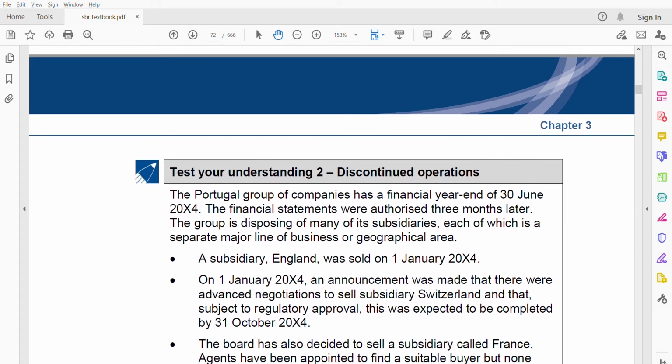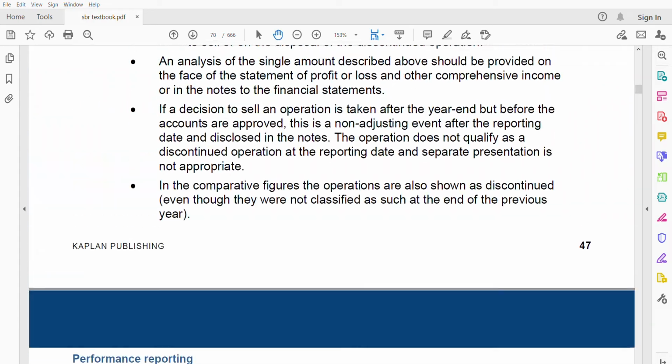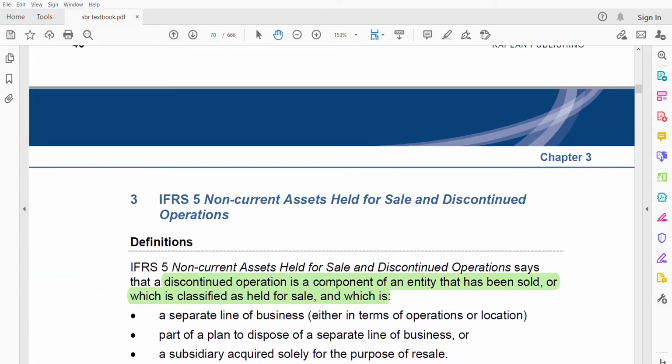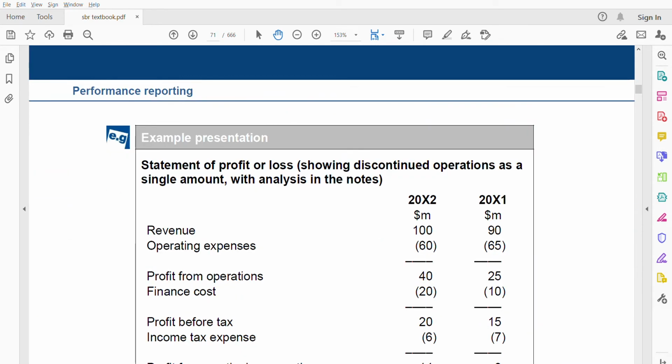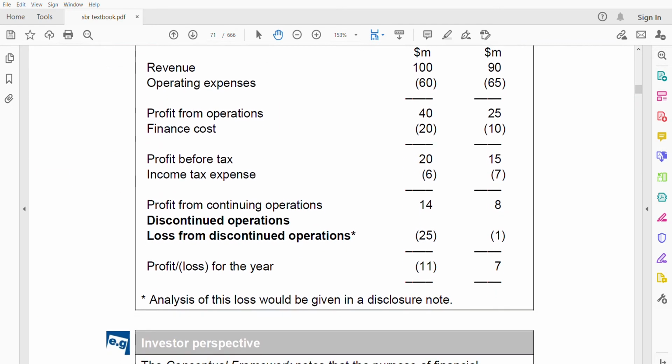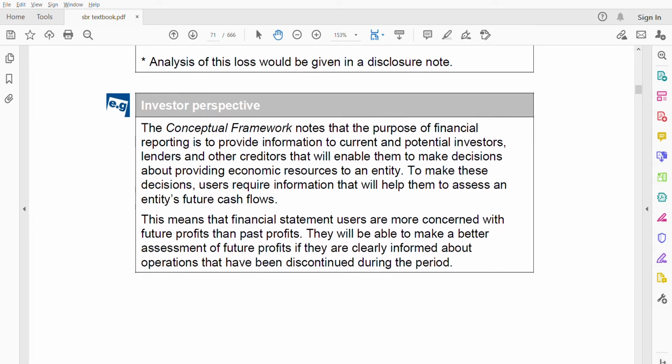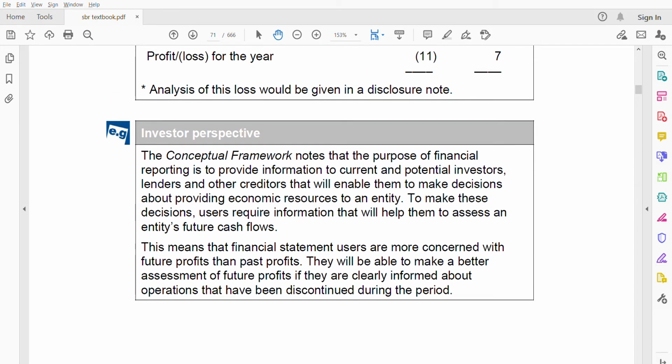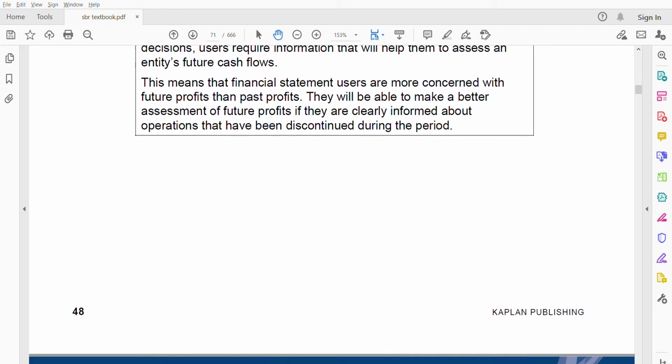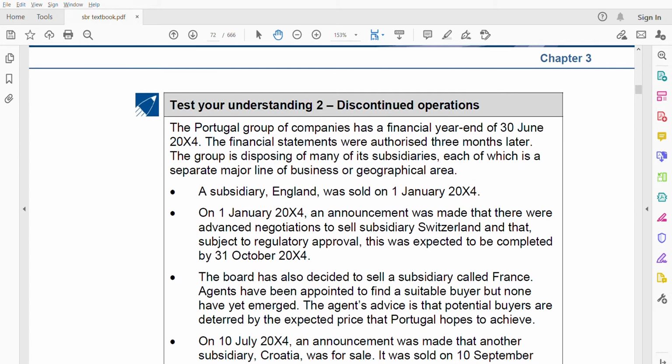Now test your understanding 2. Where was test your understanding 1? This is a chapter, so we have other standards along with this. I think this is chapter 3 in your Kaplan SBR textbook. In chapter 3, I think there are 4 standards discussed. Other standards I have covered already, IAS 1, IFRS 8. So only IFRS 5 is left from this. Test your understanding 2, we will do at the end.